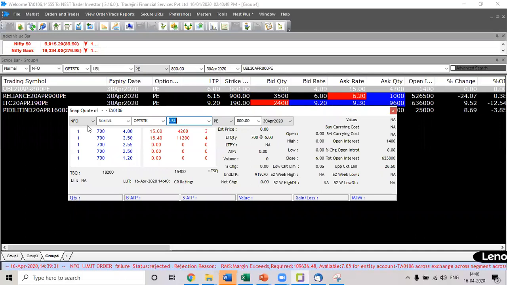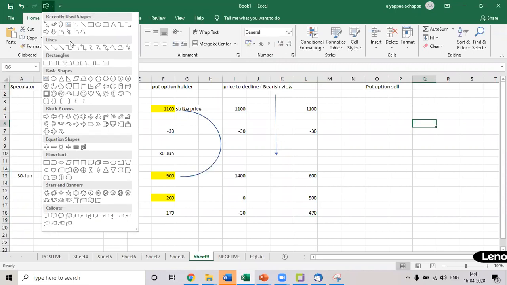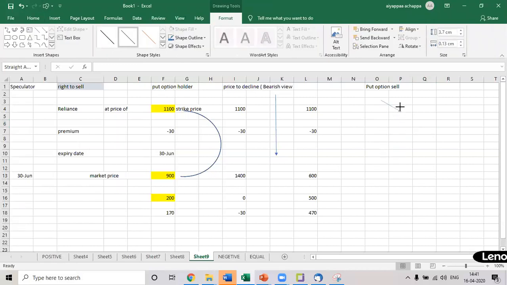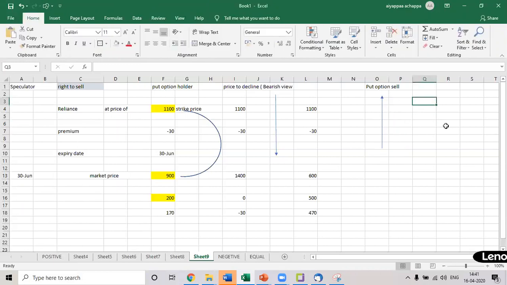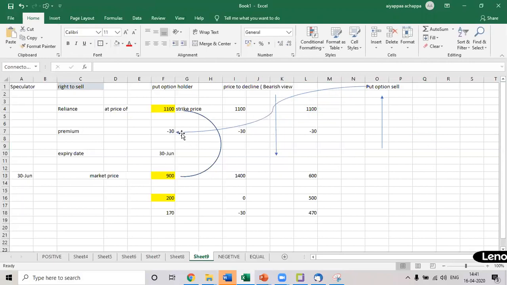So a put option will have two parties. Let's revise once again. One party thinks the price will decline, and then there is the put option seller, who has a view that the share price may go up, or it may remain at the same level. His view is that from 1100 the share price may go to 1200, 1300, or it may remain at 1100, but it won't come down. That's the reason he's collecting this 30 rupees. Whatever the 30 rupees you pay will go from your account and get added to the put option seller's account. So in return, he takes the risk.